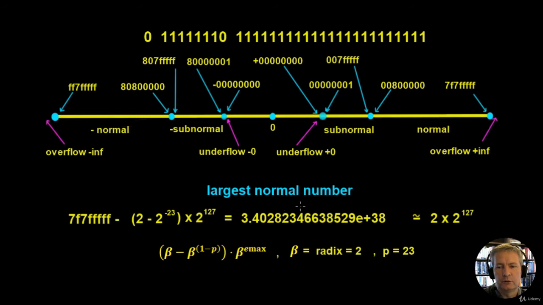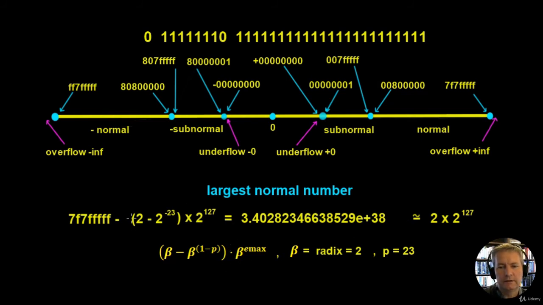And this here is going to be the largest possible normal number that we can represent in a single precision floating point number system. So that is approximately equal to 2 times 2 to the 127. Sometimes when you look online for the largest possible normal number, it's written like this. Now it's not quite right because it's an approximation and it's out by a factor of 2 to the minus 23. So let's look at this mathematically.